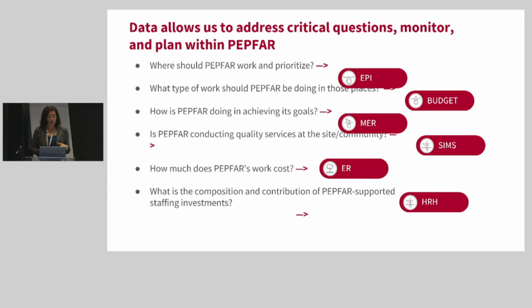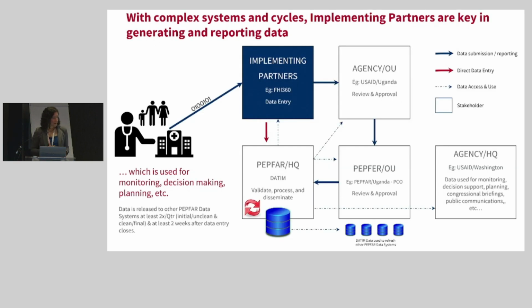MER data answers questions of how PEPFAR is doing in achieving its goals. SIMS informs our understanding of the quality of services we're providing in facilities and communities. Expenditure data helps us describe how much it costs to implement our work through PEPFAR. And HRH data tells us the composition and contribution of our staffing investments. And I'll hand it over to Nishiva.